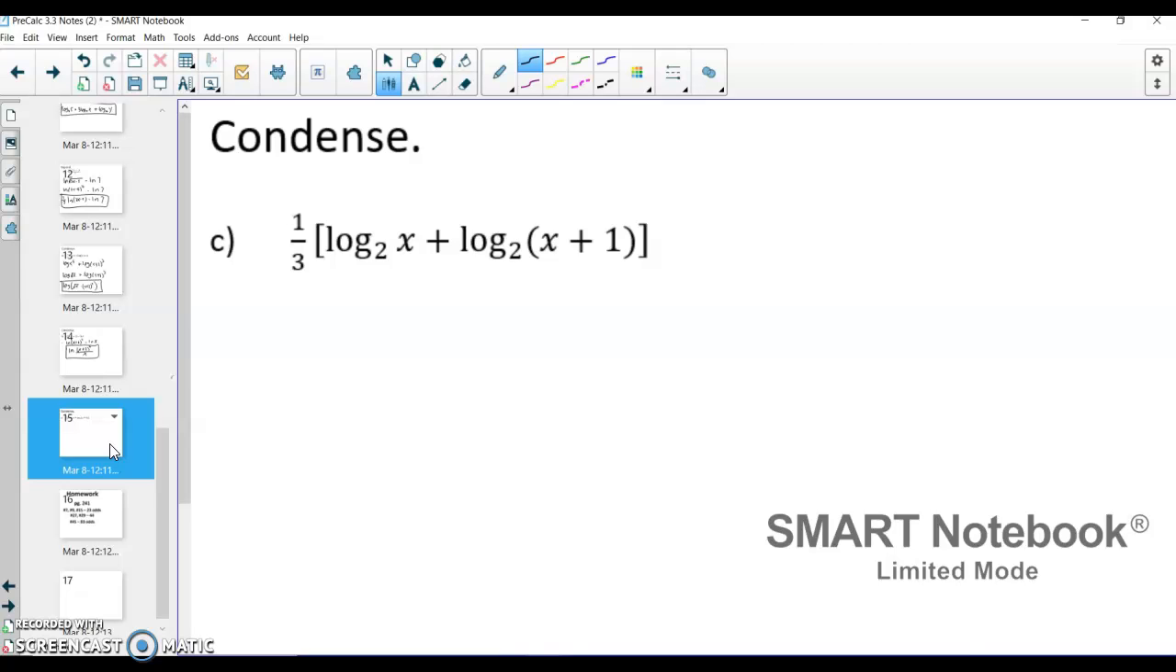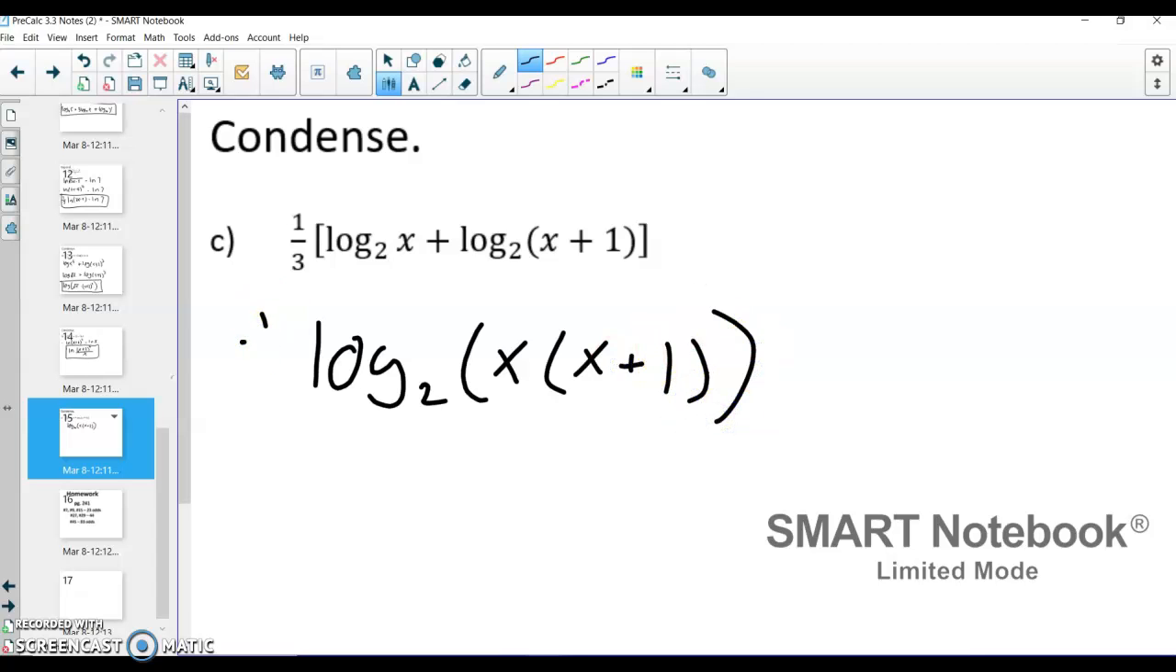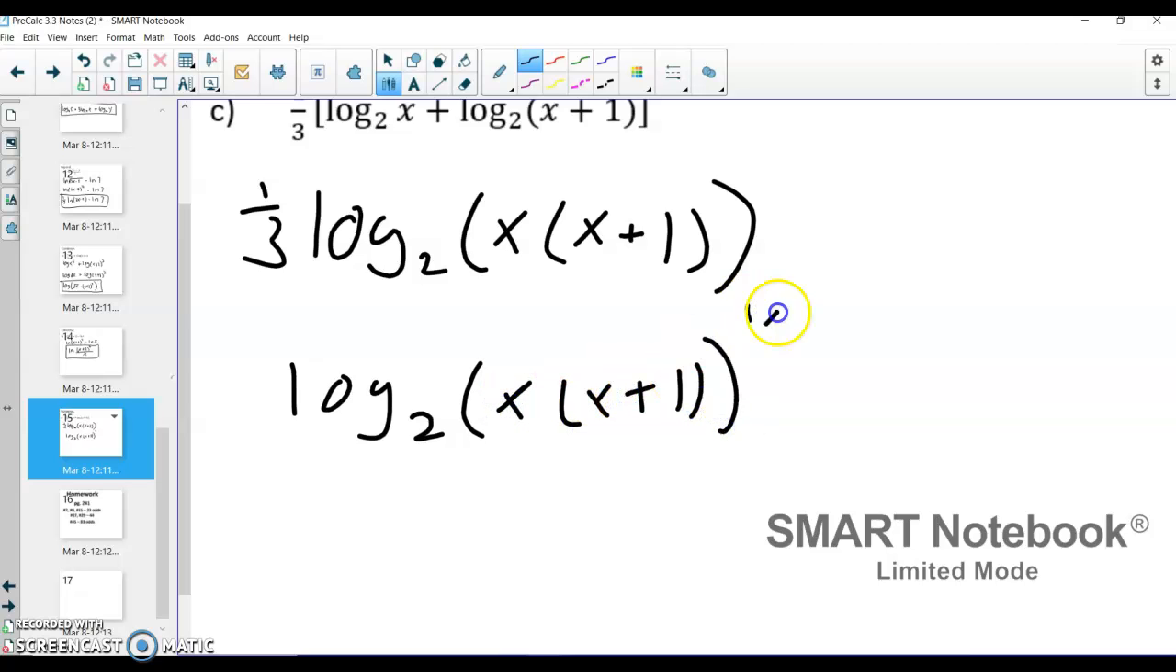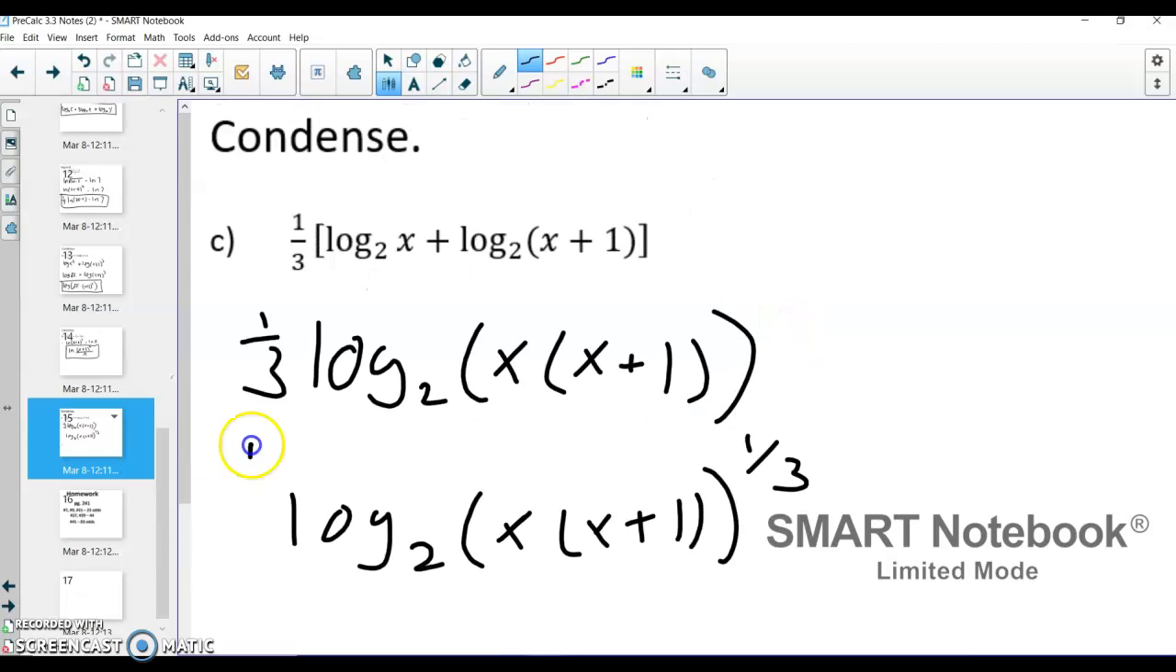One last one here. We have to do the things in the bracket first, and then at the end we'll use the 1/3. So this becomes the log base 2 of x times x plus 1, and 1/3 is still out here, so now we have to use 1/3 at the end. This is log base 2 of x times x plus 1, and that whole thing is raised to the 1/3. And that would be, again, the condensed version.